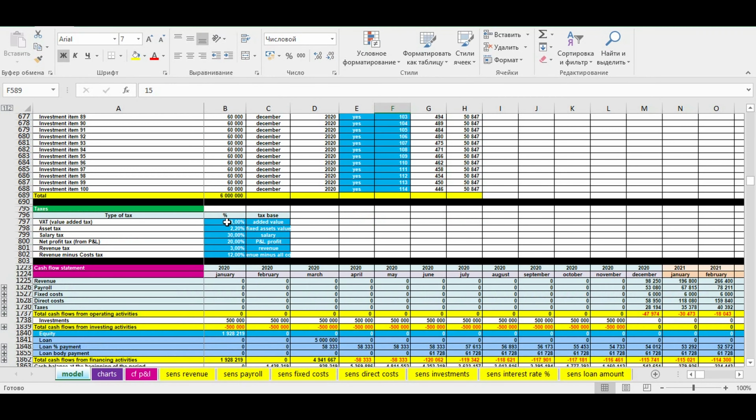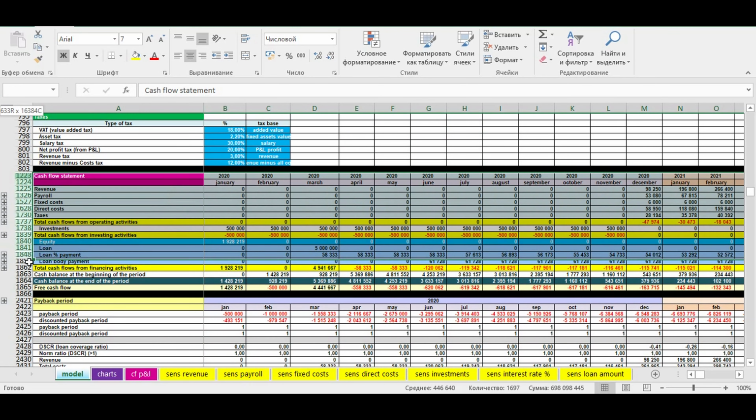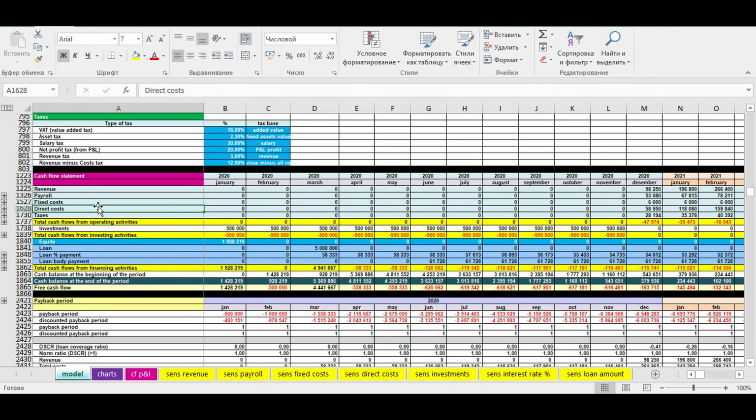The next block of inputs deals with taxes. You can set the tax rates and move to the cash flow statement where you will see the results of financial modeling. Cash flow is the main statement where you see financial efficiency of your business idea.